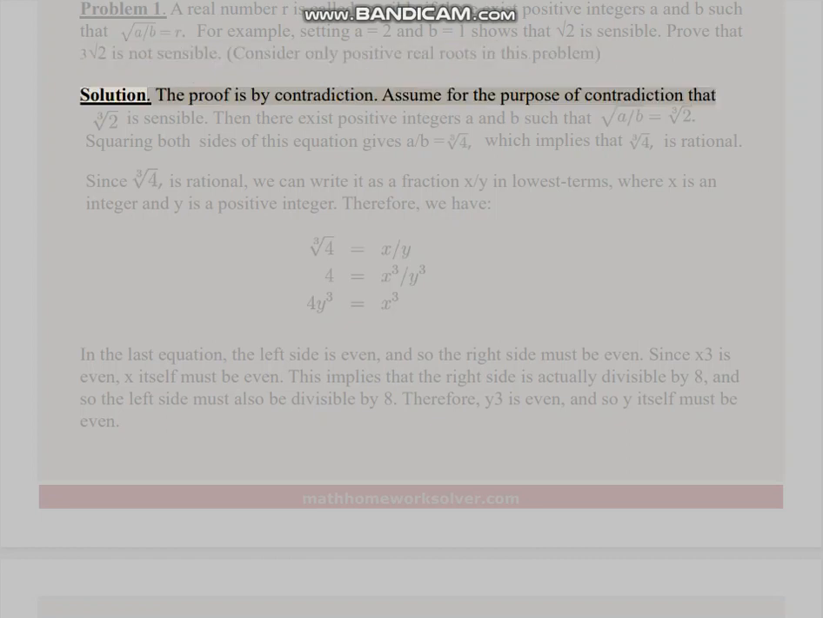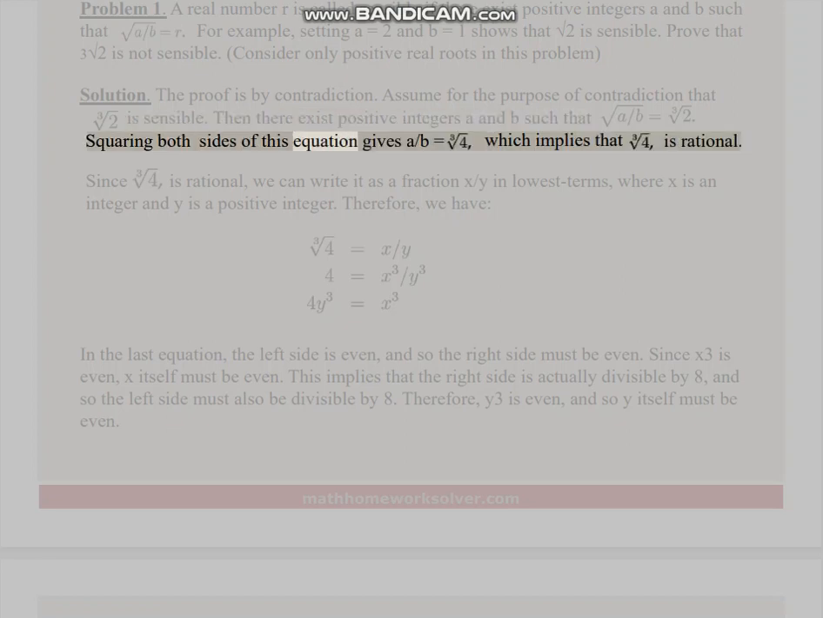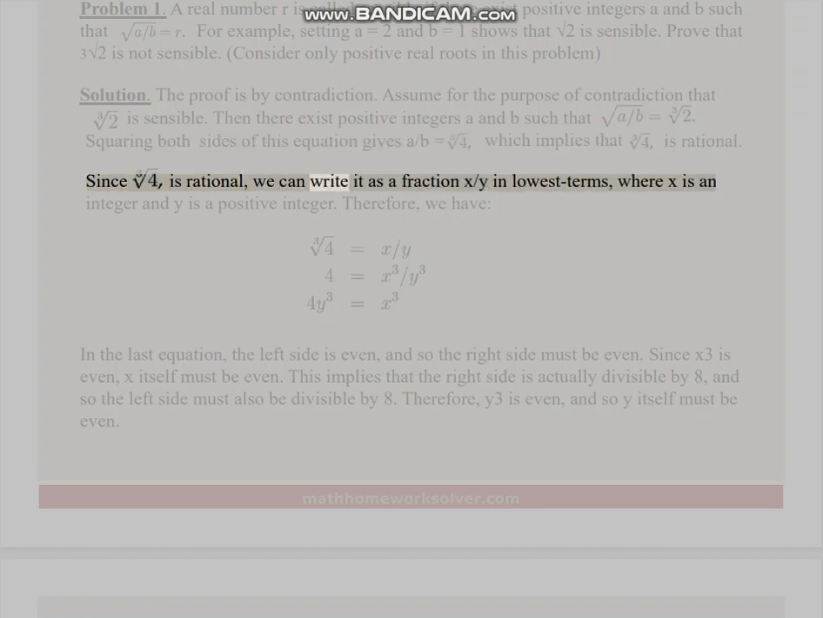Solution. The proof is by contradiction. Assume for the purpose of contradiction that the cube root of 2 is sensible. Then there exist positive integers a and b such that squaring both sides of this equation gives a/b equals the cube root of 2 squared, which implies that the cube root of 2 is rational. Since it is rational, we can write it as a fraction x/y in lowest terms, where x is an integer and y is a positive integer.